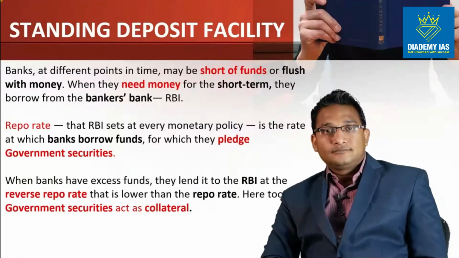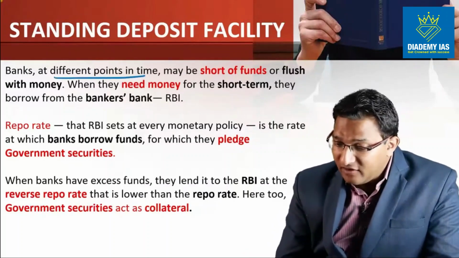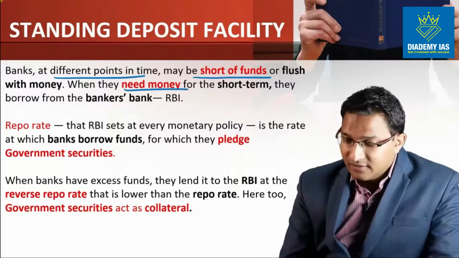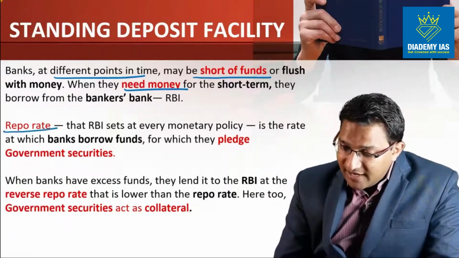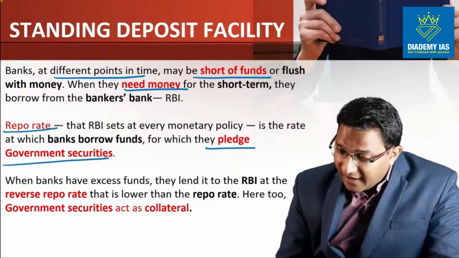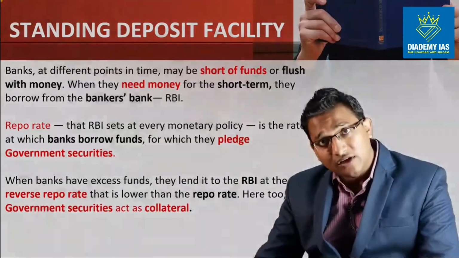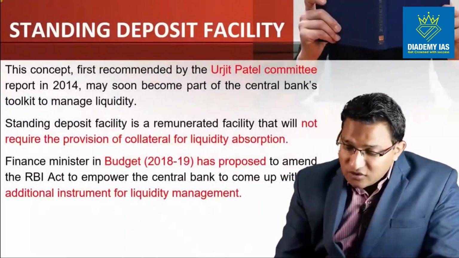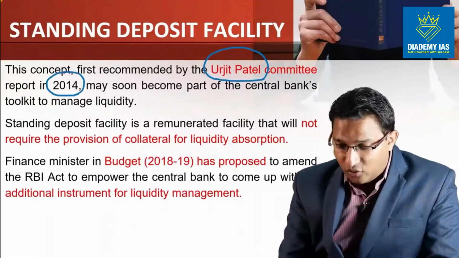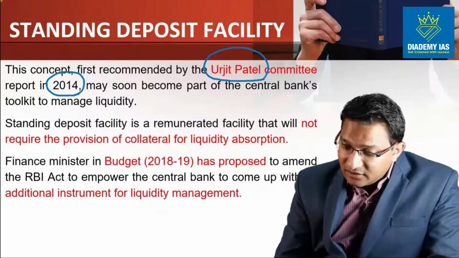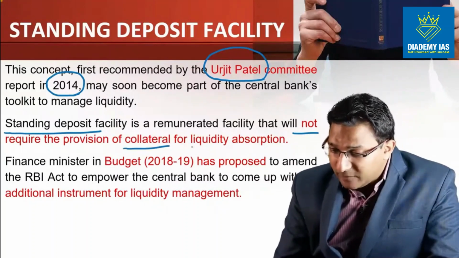So banks, at different points of time, may have a shortage of funds, they need money, and if they go by the repo transaction, then they have to place government securities. Similarly, RBI, if it has to do the reverse repo transaction, then it has to use the collateral as the security. This is the normal condition. This concept was introduced for the first time by the Urjit Patel Committee in 2014, right? And it said that in this facility, there will be no requirement of collateral for liquidity absorption.